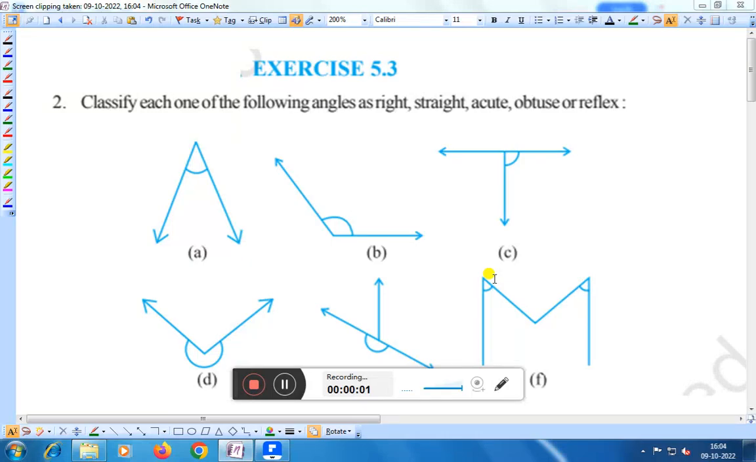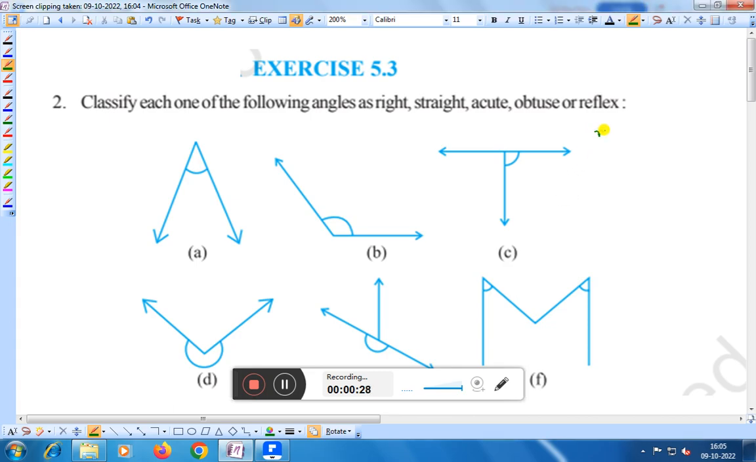Hello everyone. Today we shall discuss exercise 5.3 question number 2. Classify each one of the following angles as right angle, straight angle, obtuse angle or reflex angle. First we have to know the definitions of these. Here is the right angle.